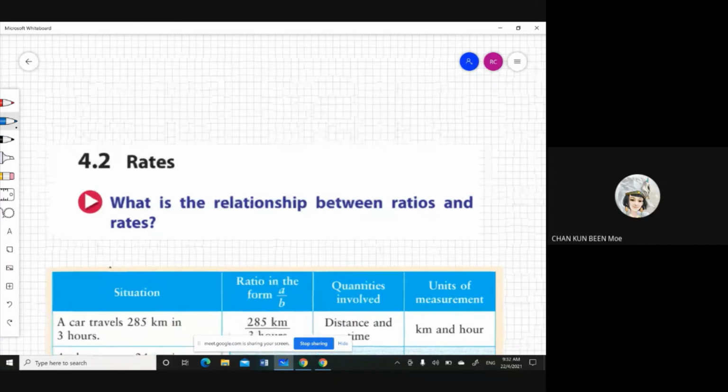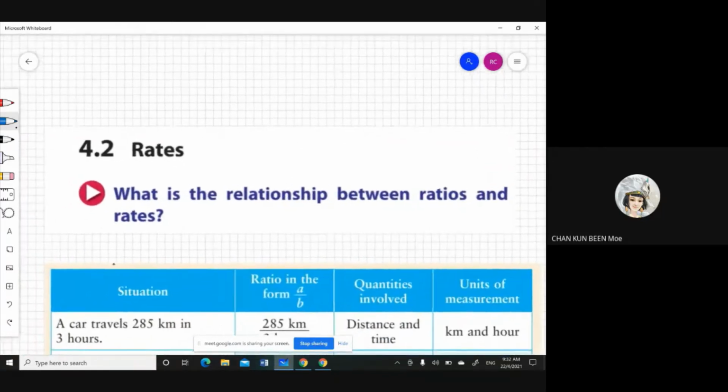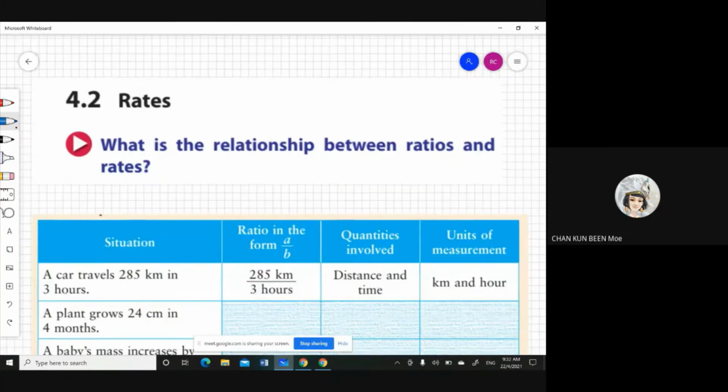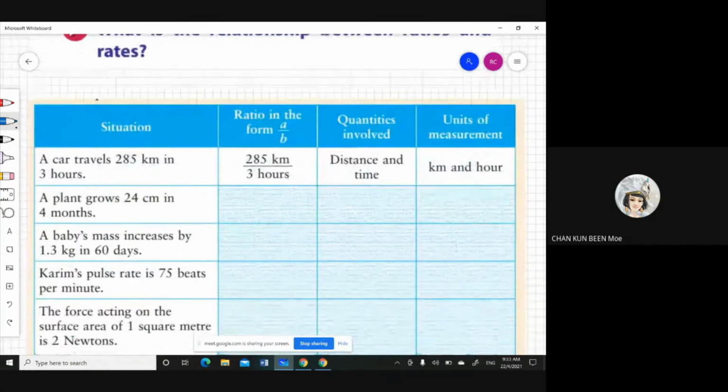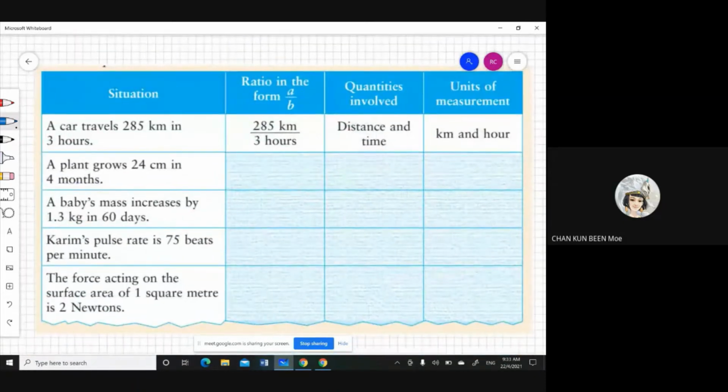Okay, so we look at rates today, a very simple one. First, we are going to see what is the relationship between ratios and rates. Before we see the relationship, there is a mind stimulation activity, the exploration activity from your book. This is a table with situations. We were asked to find out the ratio in the form of A over B, and find out the quantities involved and also the units of measurement.